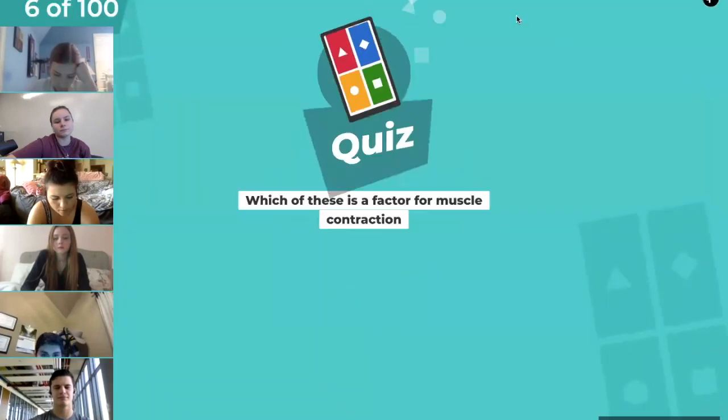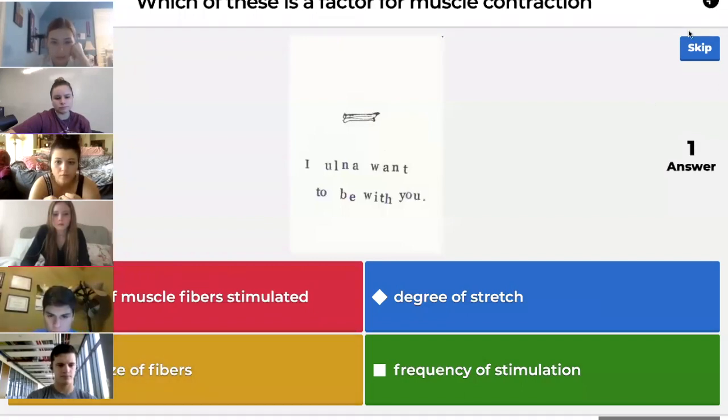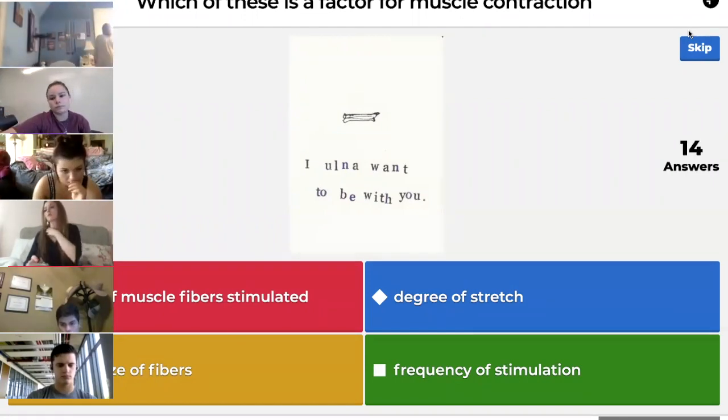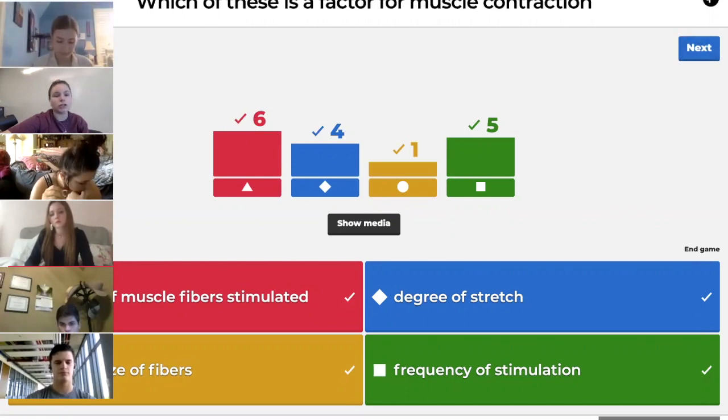Which of these is a factor for muscle contraction? The number of muscle fibers stimulated, the relative size of the fiber, the degree of stretch, or the frequency of stimulation. There may be more than one right answer. Okay, cool, they're all right. So all of these are factors for muscle contraction: the number of fibers stimulated, the degree of the stretch, the relative size of the fibers, and the frequency of stimulation. Those are things that he can ask you. He could just ask you in a list, and if you didn't know that, then you're kind of screwed, right? But it's a pretty broad question.